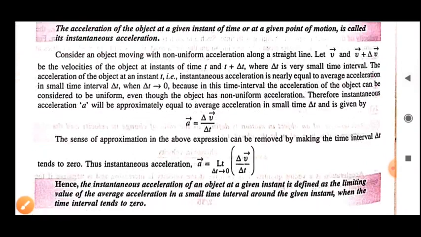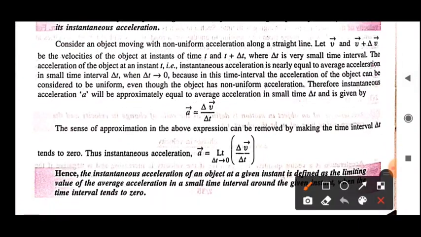So suppose an object is moving with non-uniform acceleration along a straight line. So if v and v plus delta v be the velocities at the instants t and t plus delta t, where delta t is a very small interval, so we have taken the velocities at only two times. If this time interval tends to 0, then we will have the acceleration of the system or particle.